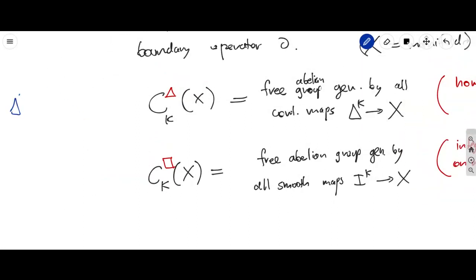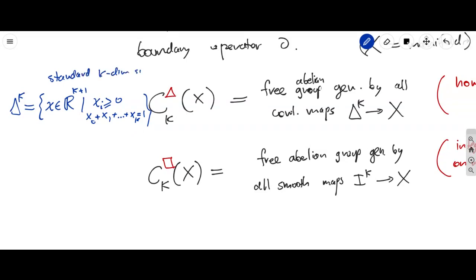So delta k is equal to, by definition, the set of points in R^(k+1). So you go into one higher dimension, and then you require that x_i, the ith coordinate of x, a vector with k+1 components, is non-negative for all of the coordinates. We also have this convention that we start counting from 0 as opposed to counting from 1, and that the sum of the components add up to exactly 1. Okay, so this is what we call the standard k-dimensional simplex.